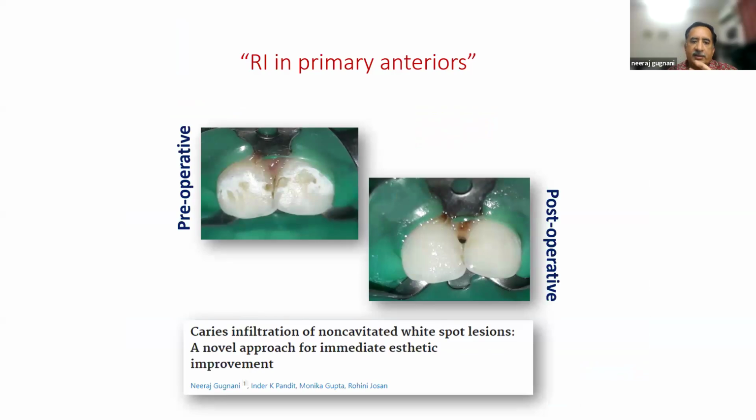So no doubt, these lesions sometimes can also be managed by non-invasive care, but during that process of long non-invasive interventions, these lesions may take exogenous stains and may become brown in color. So that's why whenever you see a patient who is not very compliant, it's better to use resin infiltration to have immediate aesthetic improvement. Again, the primary intention has been to stop the progression of the early carious lesion.